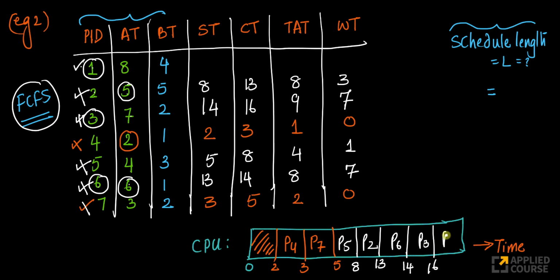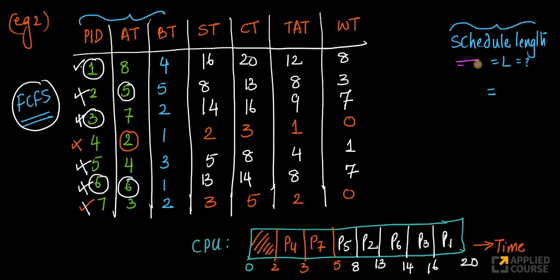Now I'm left with only P1. P1 gets scheduled at 16. When does it complete? 20, because 4 plus 16 is 20. What is its turnaround time? Completion time minus arrival time. What is its wait time? Turnaround time minus burst time. That's it. Okay. So when did it complete? Completed at 20 seconds. Now, what was the original question?